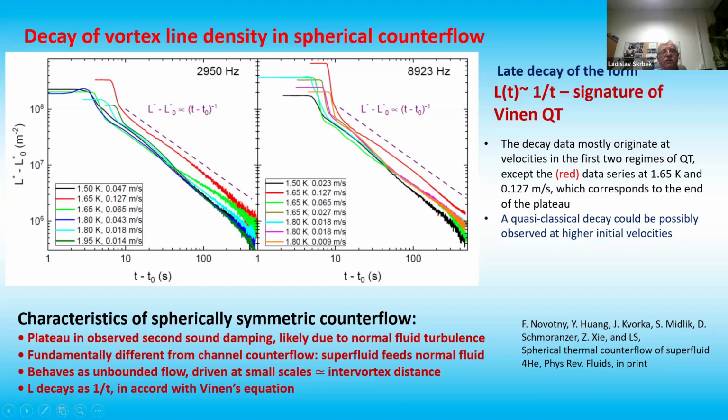So the characteristics of the spherically symmetric counterflow are that there is a plateau which is observed, that it is fundamentally different from channel counterflow. So the superfluid feeds the normal fluid here, and it behaves as unbounded flow driven at small scales. And the vortex line density decays as 1/t, which is a proof that we deal with Vinen type of turbulence. And as I said, you can read the details soon in this publication.